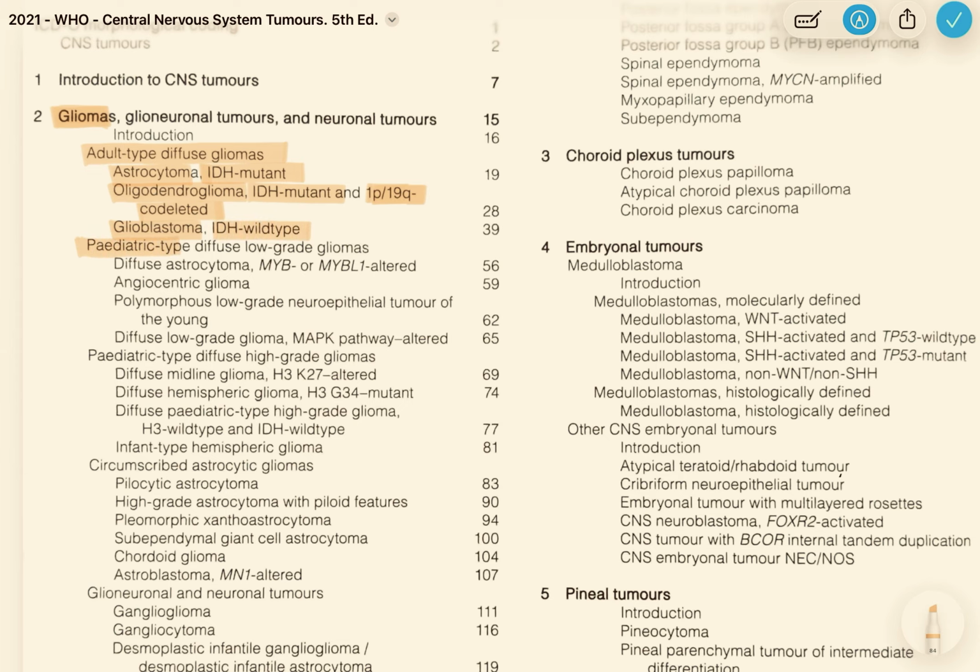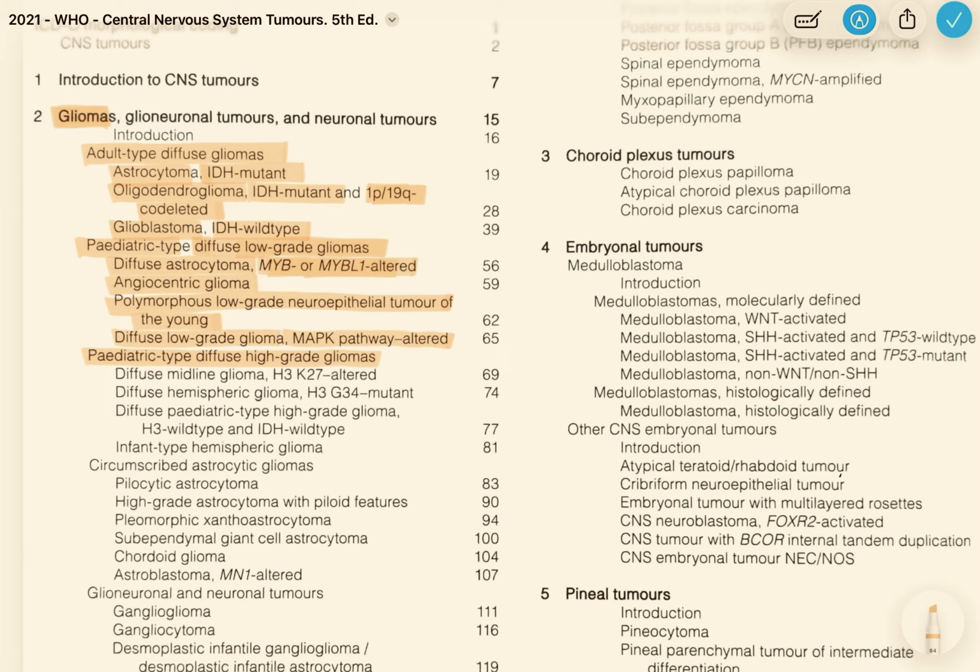Then we have pediatric type diffuse low grade glioma and pediatric type diffuse high grade glioma. In diffuse low grade gliomas, we have diffuse astrocytoma, MYB or MYBL1 altered, then angiocentric glioma, polymorphous low grade neuroepithelial tumor of the young, and diffuse low grade glioma, MAPK pathway altered.